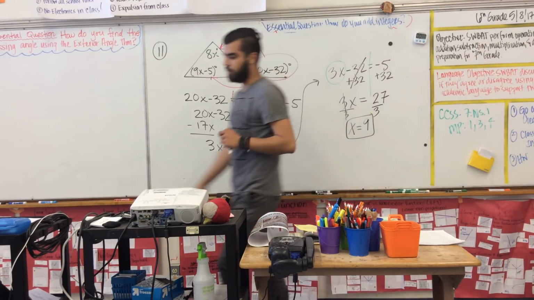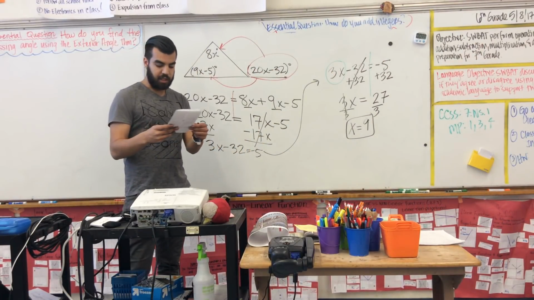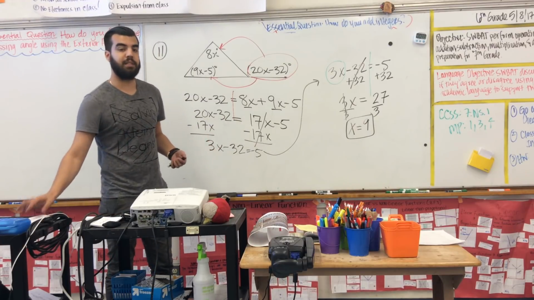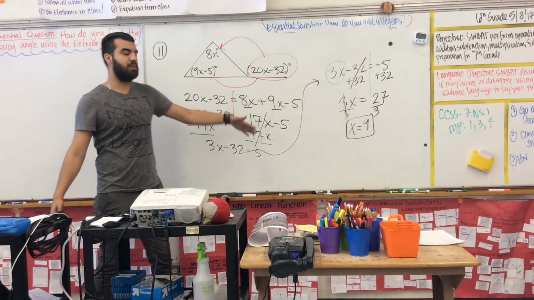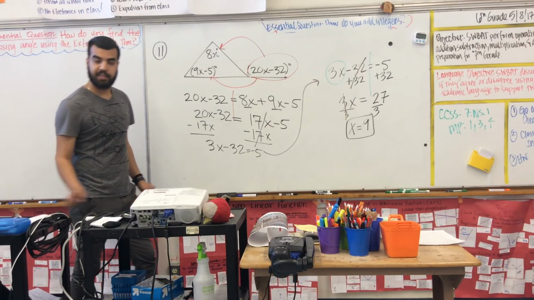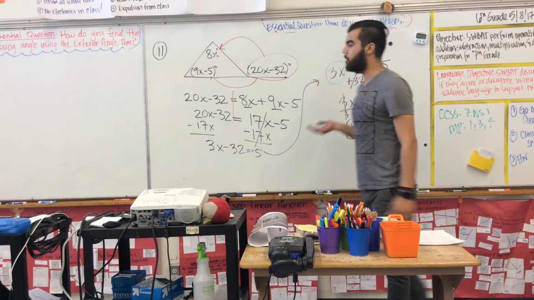And all of these answers, if you have the worksheet, they should appear on the bottom and they tell you how to color the worksheet too. So for this one, we get x equals 9 for number 11. And that's how you solve these problems using the exterior angle theorem.